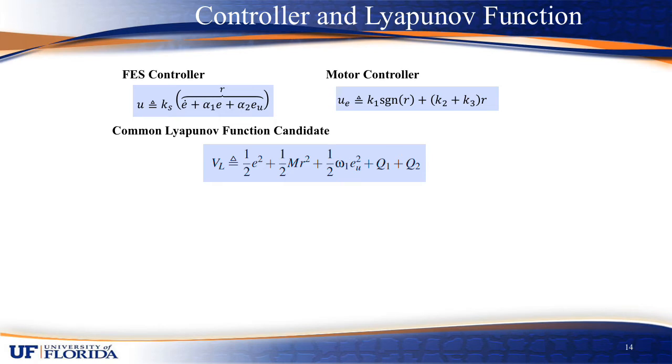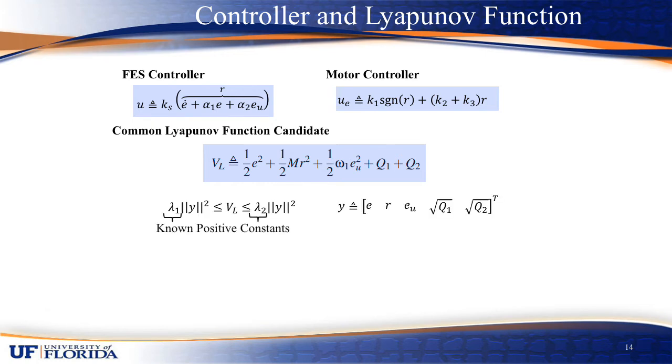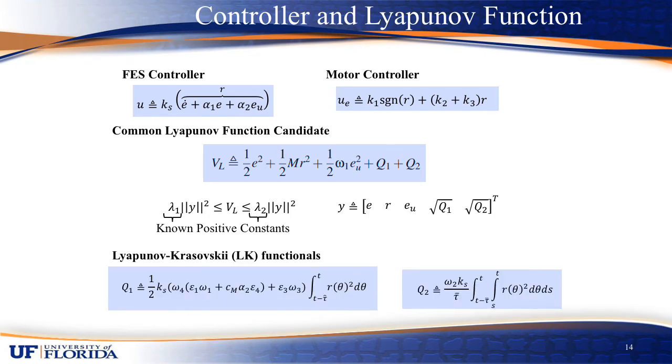Recall that the control objective is to achieve cadence tracking, or to minimize E dot. Therefore, E, R, and EU are included in the Lyapunov function candidate to be able to show that E dot is bounded. VL can be bounded by the following bounds. Additionally, the terms Q1 and Q2 are LK functionals and are used to facilitate the subsequent stability analysis.